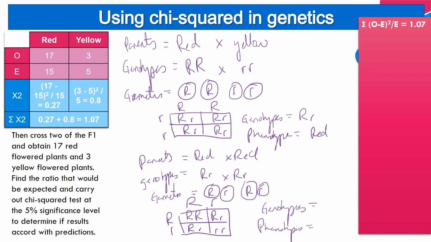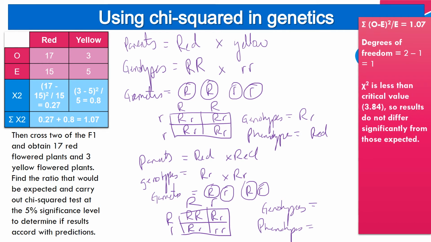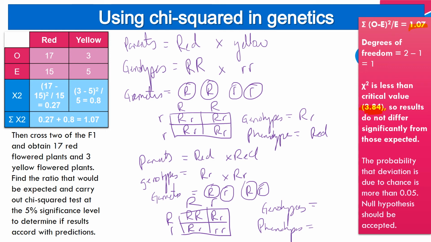So here we know our chi-squared is 1.07. Our degrees of freedom is 2 minus 1, which gives us 1. Now our critical value reads as 3.84. So we know that our chi-squared value, 1.07, is less than 3.84. So our results do not differ significantly from what we would actually expect, which means we can accept our null hypothesis.